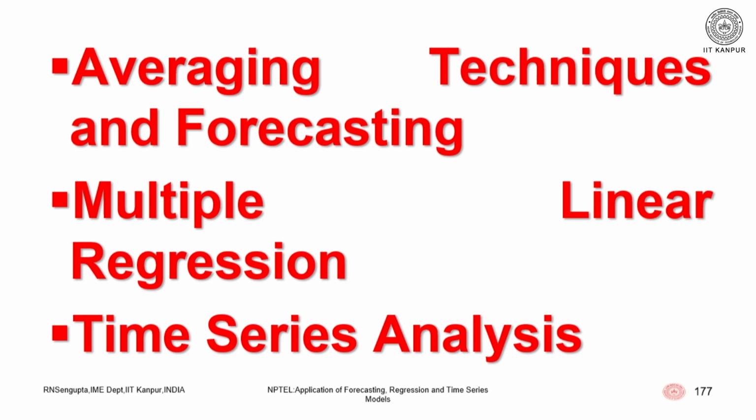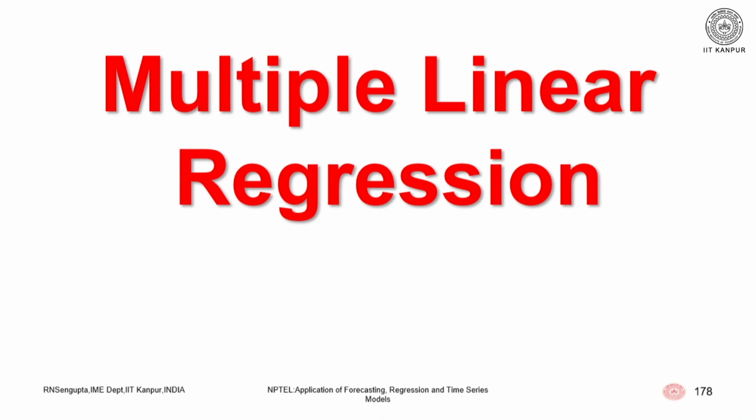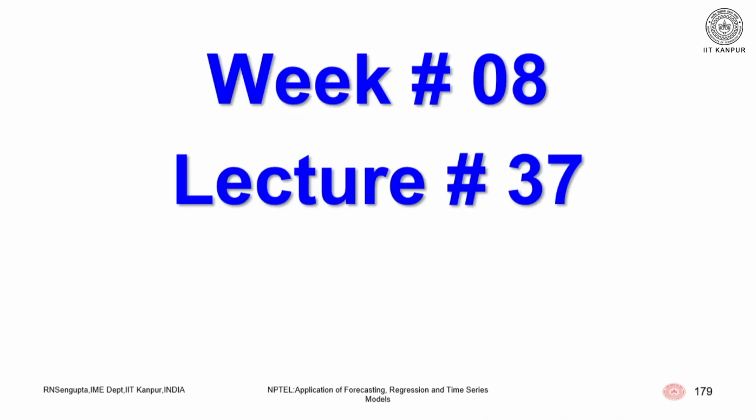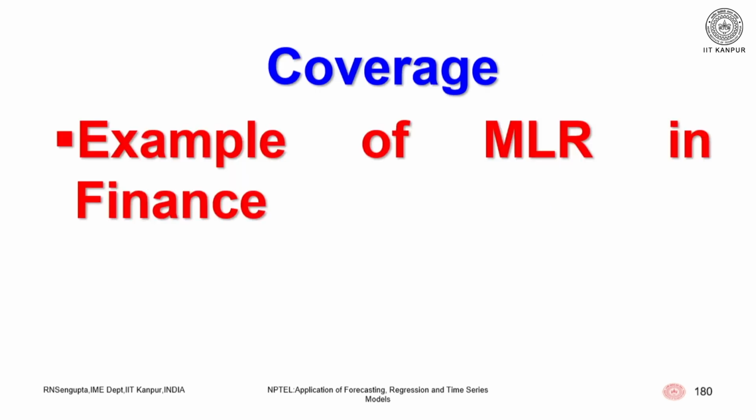As all of you are aware, this course covers three main topics: number one is forecasting, number two is regression, number three is time series. We are in the midst of covering the concepts of regression models. We are in week 8 and this is the 37th lecture. The coverage for today is examples of MLR in finance.